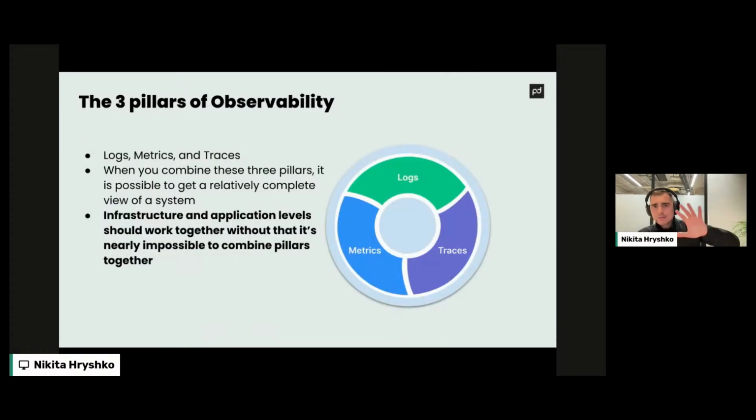But let's circle back a bit to our pillars of observability. At the beginning, I mentioned that infrastructure and application levels should play together. And it's true, because most of the features I described during the previous slides cannot work 100% properly without support of the application level. So let's put a few words on it.